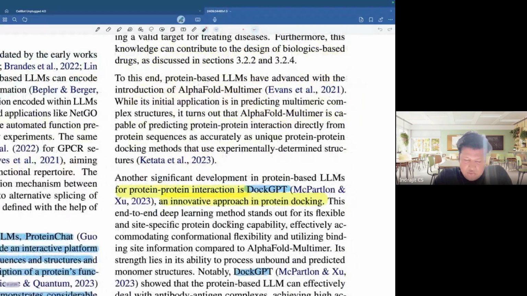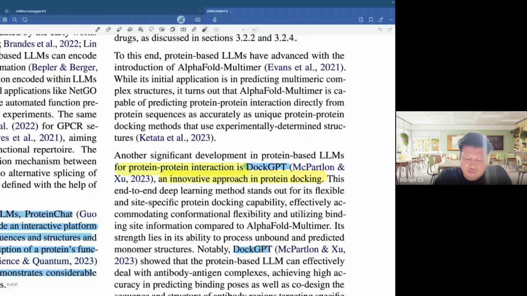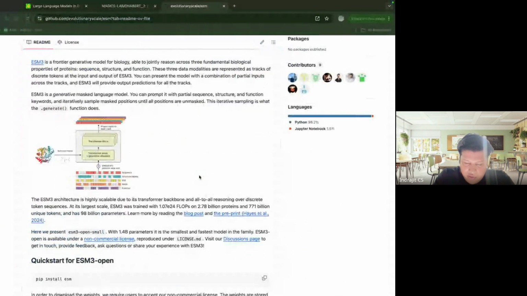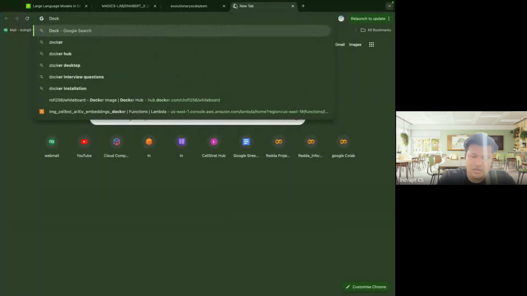Right? So protein-based LLMs have advanced with the introduction of AlphaFold-Multimer. AlphaFold-Multimer was published in 2021. Its initial application is to predict multimeric complex structures, and it turns out AlphaFold-Multimer is capable of predicting protein-protein interaction directly from protein sequence as accurately as the unique protein-protein docking methods that were used. So there is something called DockGPT, which I am going to talk about. DockGPT is a protein-protein interaction model that was very popular recently.